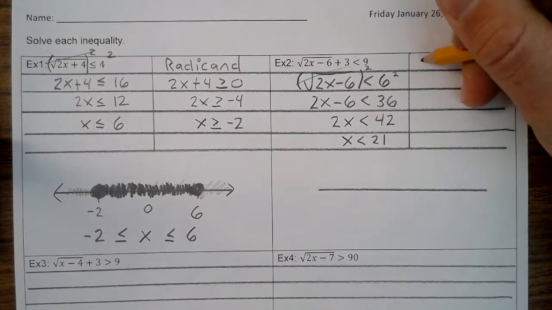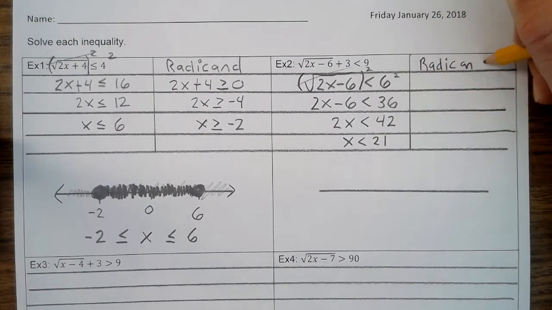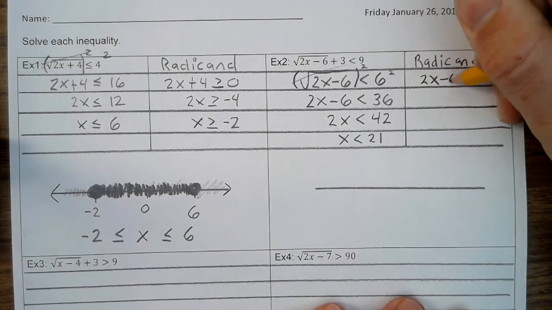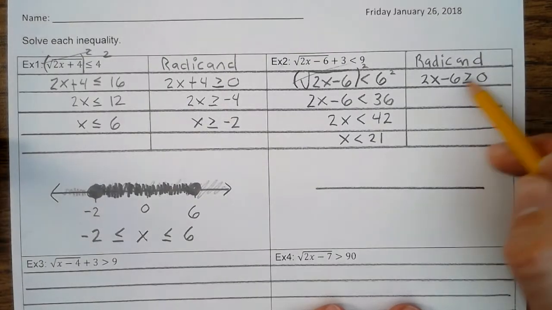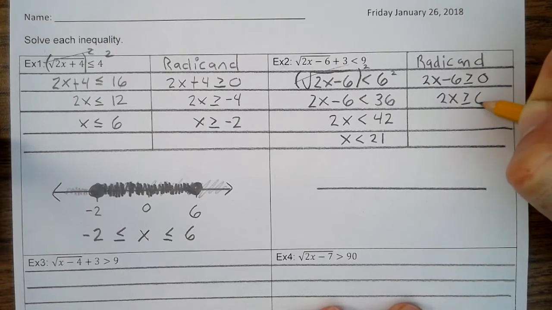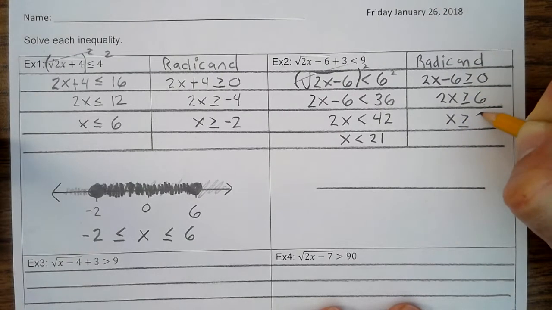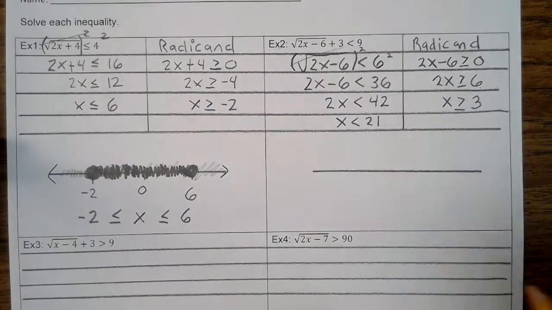All right, and then we have to solve the radicand greater than or equal to 0. So we set 2x minus 6 greater than or equal to 0. We're going to add 6 to both sides. You get 2x greater than or equal to 6. Divide both sides by 2, x is greater than or equal to 3. So then we graph the solution.